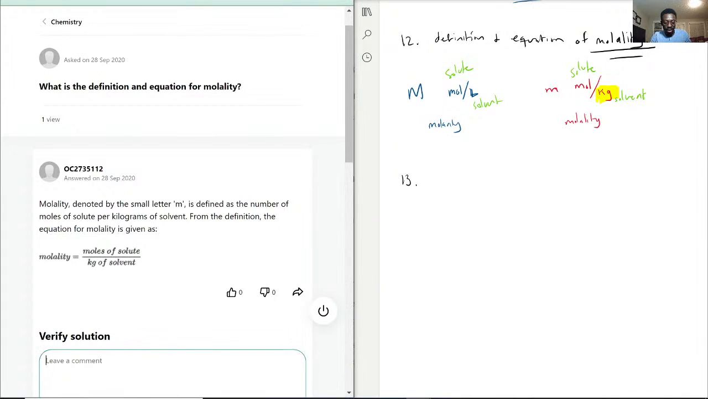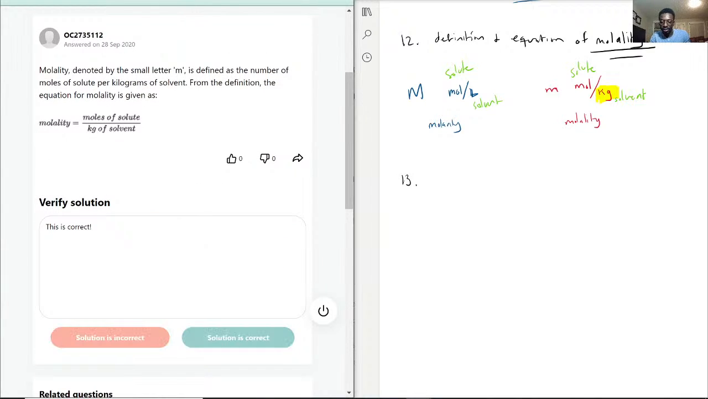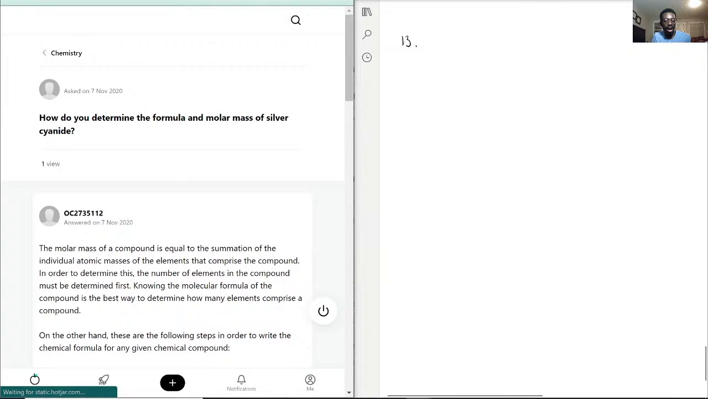This is definitely correct because it even made sure that I was doing it correct. So, how do you determine the formula and molar mass of silver cyanide? That is honestly a great question. How do you determine that?